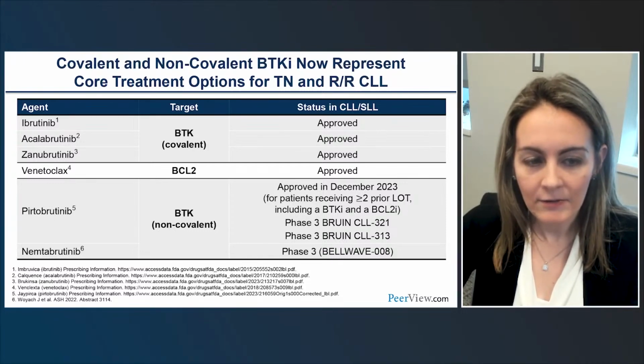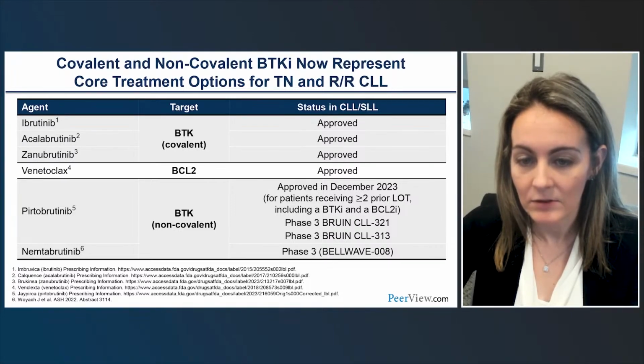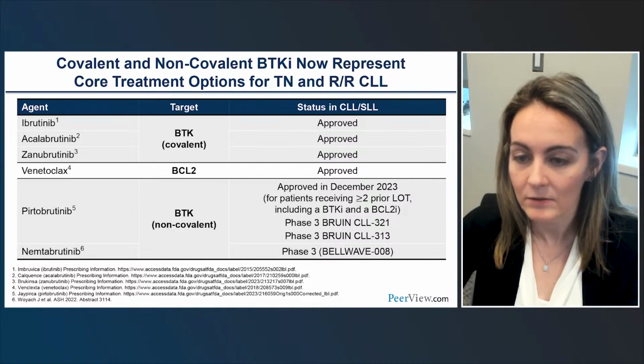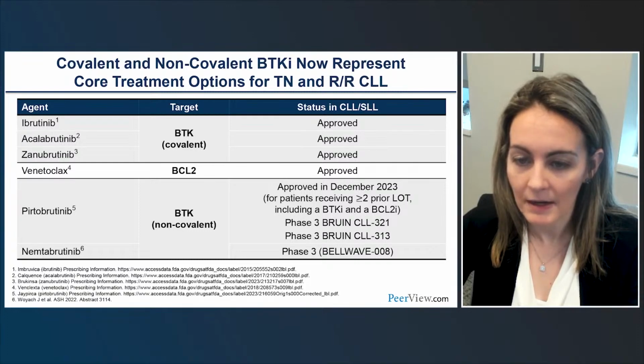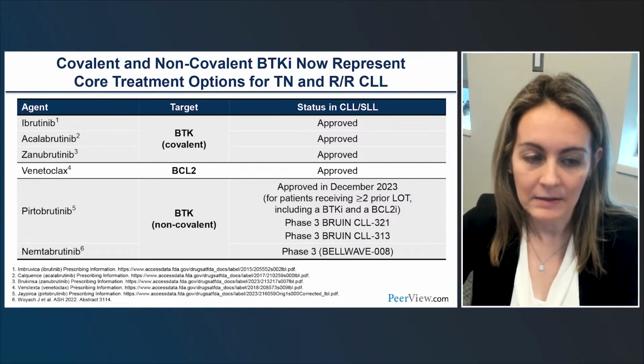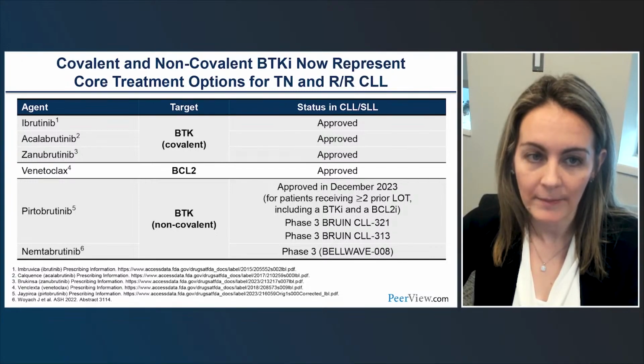And now the non-covalent BTK inhibitor pirtobrutinib is FDA approved as of December 2023 for patients with CLL who've received two or more prior lines of therapy, including a BTK inhibitor and BCL2 inhibitor. And there are multiple ongoing phase 3 studies of pirtobrutinib in CLL. The non-covalent BTK inhibitor nemtabrutinib is also being tested in clinical trials and is in clinical development.